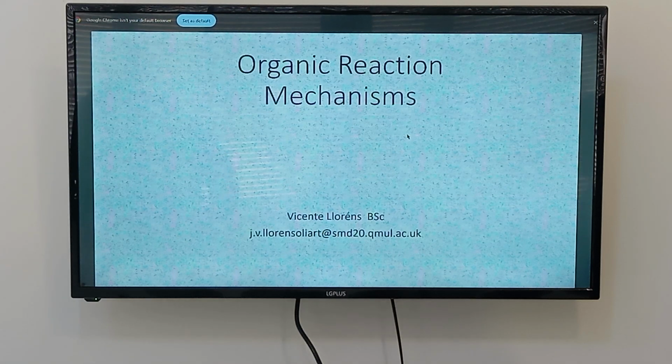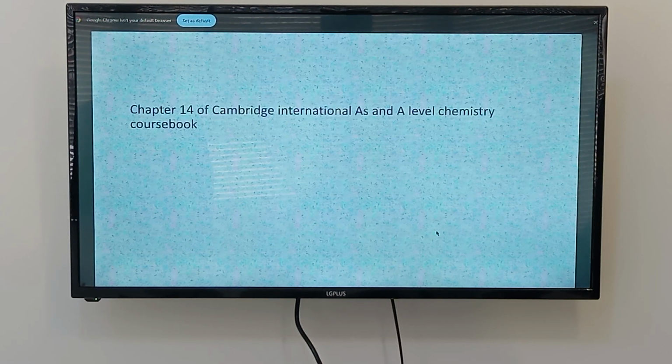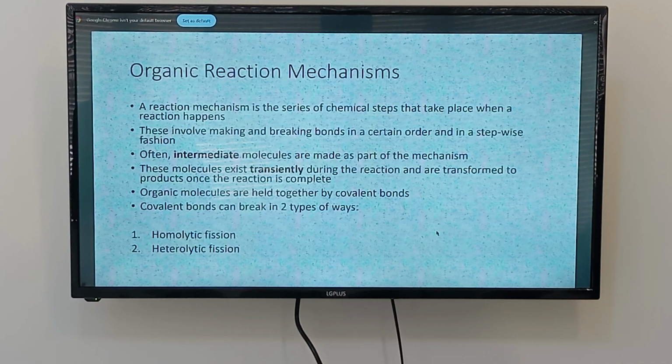Today we're going to talk about organic reaction mechanisms, which are in chapter 14 of the Cambridge International AS Level Chemistry Coursebook. How can we define reaction mechanisms? As we can see, a mechanism is a series of chemical steps that take place when a reaction happens. That means it is step by step, not just one step.